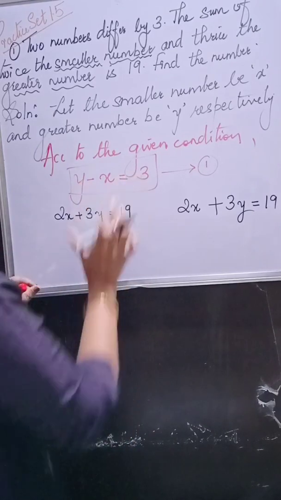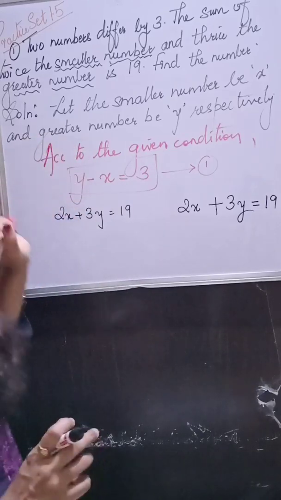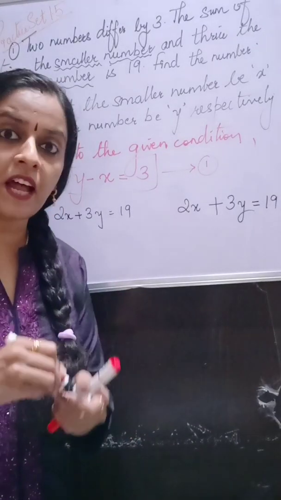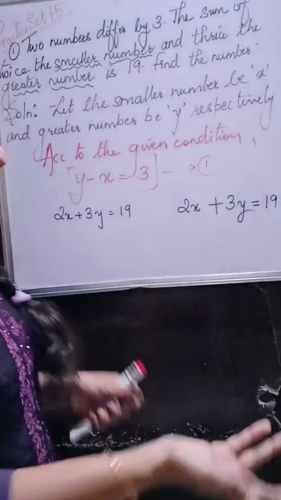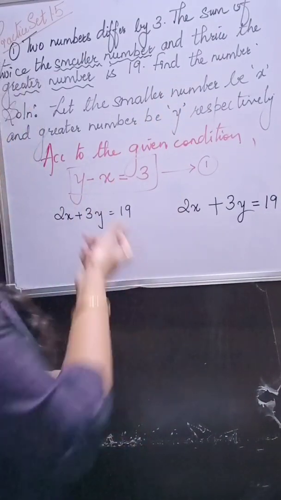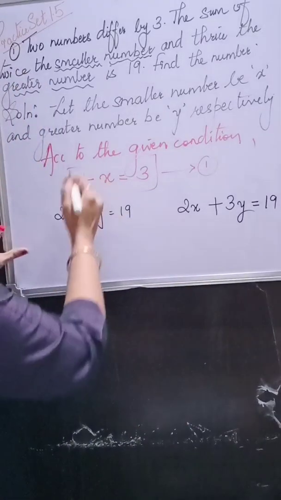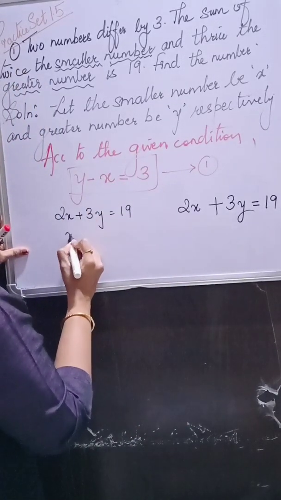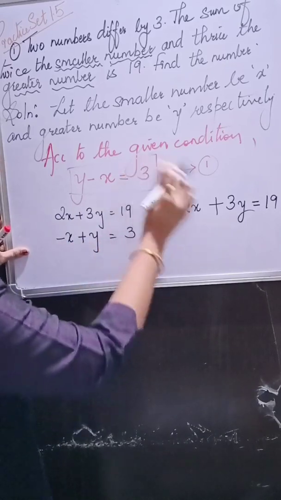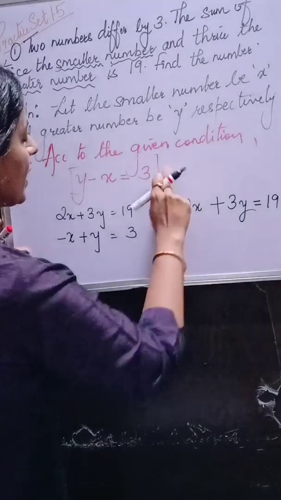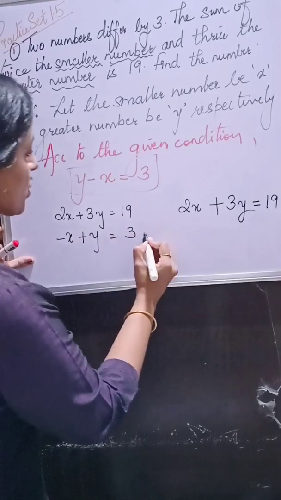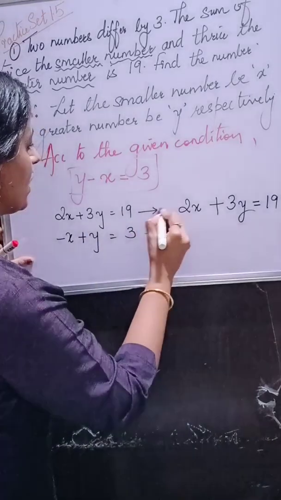Now let us compare the first and the second equation. Y minus x we had written. We have a reason because we always subtract smaller number from bigger number. So here bigger number we had taken y, so we wrote y minus x. Now let us write it in general form. So this equation will be written as minus x plus y is equal to 3. So this is equation 1 and this was equation 2.